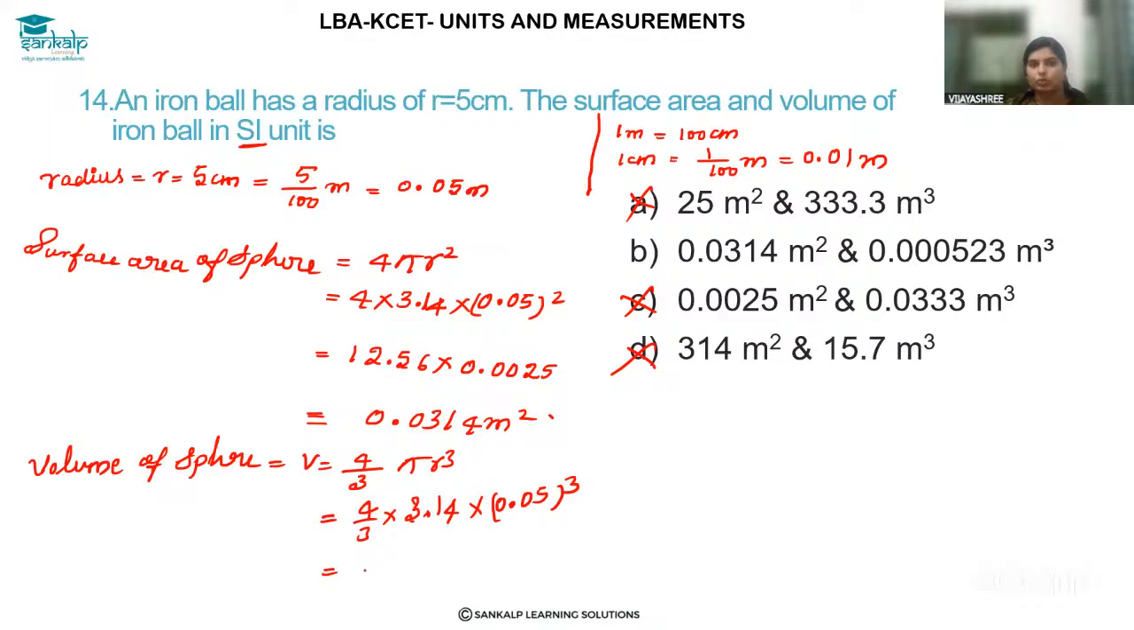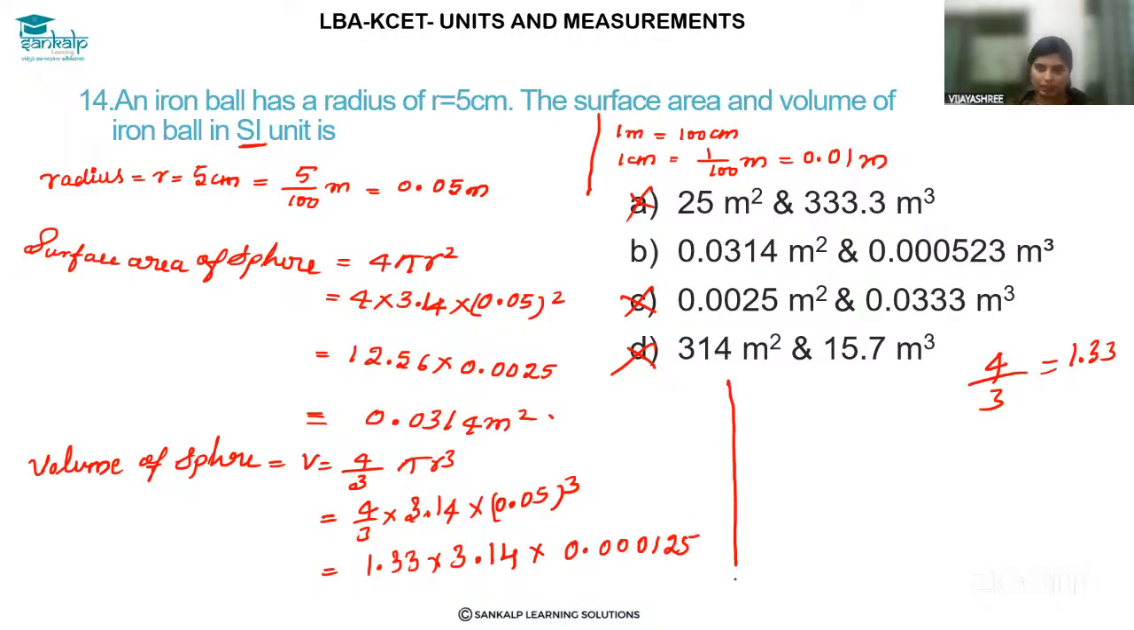So 4 by 3 into 3.14. Converting 4 by 3 to decimal, 4 by 3 is equal to 1.333, that is 1.33. Okay, so 1.33 into 3.14 into 0.05 the whole cube. 5 cube is 125, so 0.05 the whole cube is 0.000125. So I will continue the calculation here.